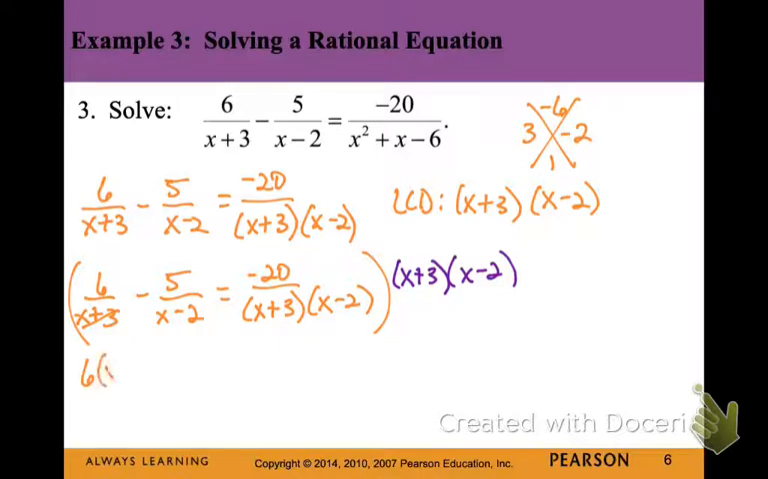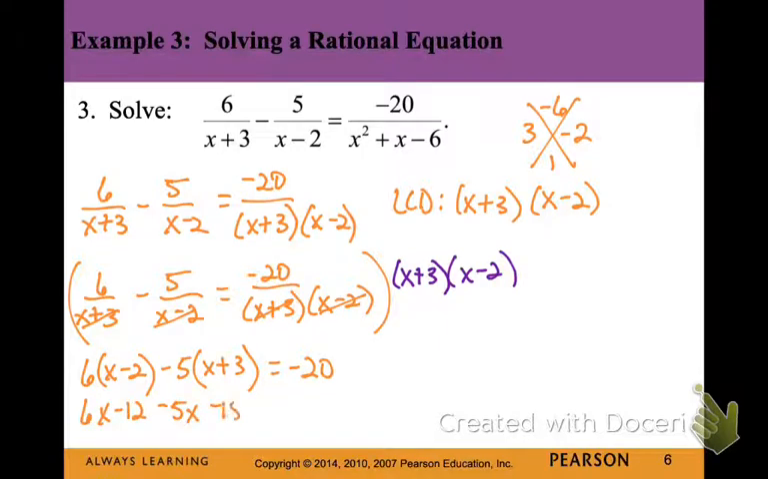So when we take our common denominator times our first expression, the x plus 3's divide out and we're left with 6 times x minus 2. And the next, the x minus 2 divides out and we're left with 5 times x plus 3. And then finally, both divide out and we're left with a negative 20. Now we have a simple linear equation that we can solve, just like we have in our earlier examples.